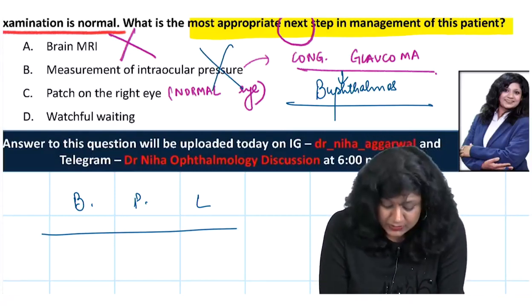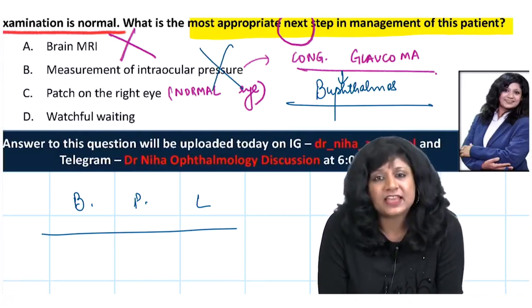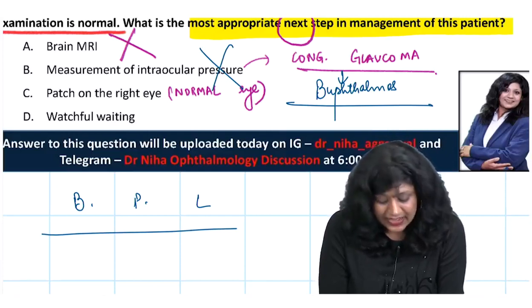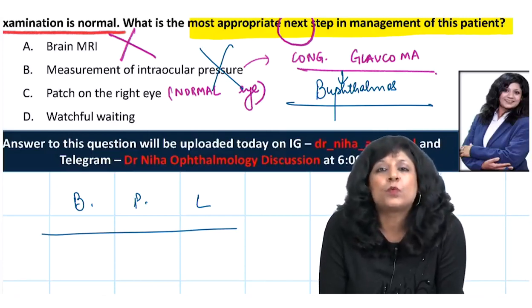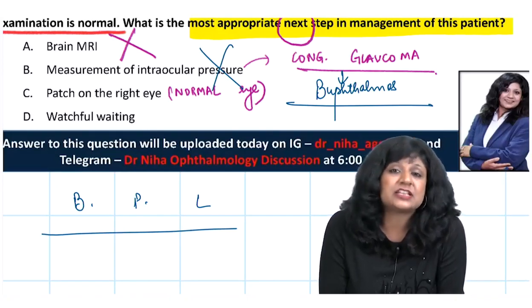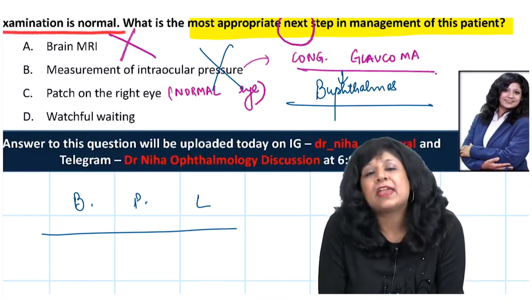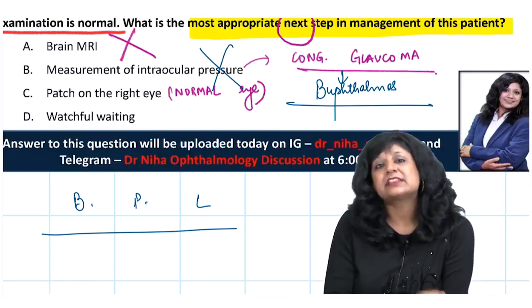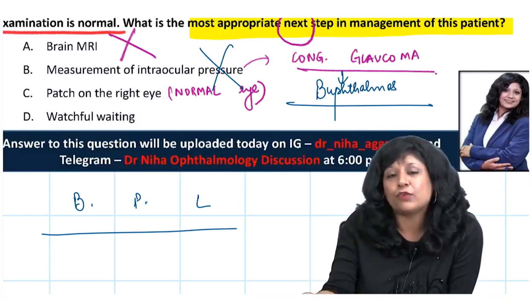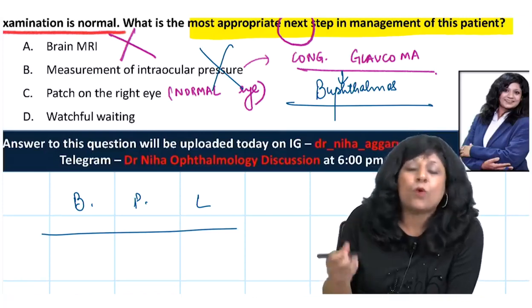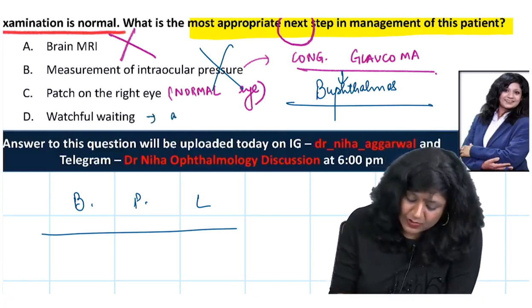Now third is patching on the right eye. So we'll come back to it. And D is watchful waiting. Can I wait here? If this patient is having the squint and you are waiting, what can happen? This can lead to even worsening of that eye. There can be more and more amblyopia.